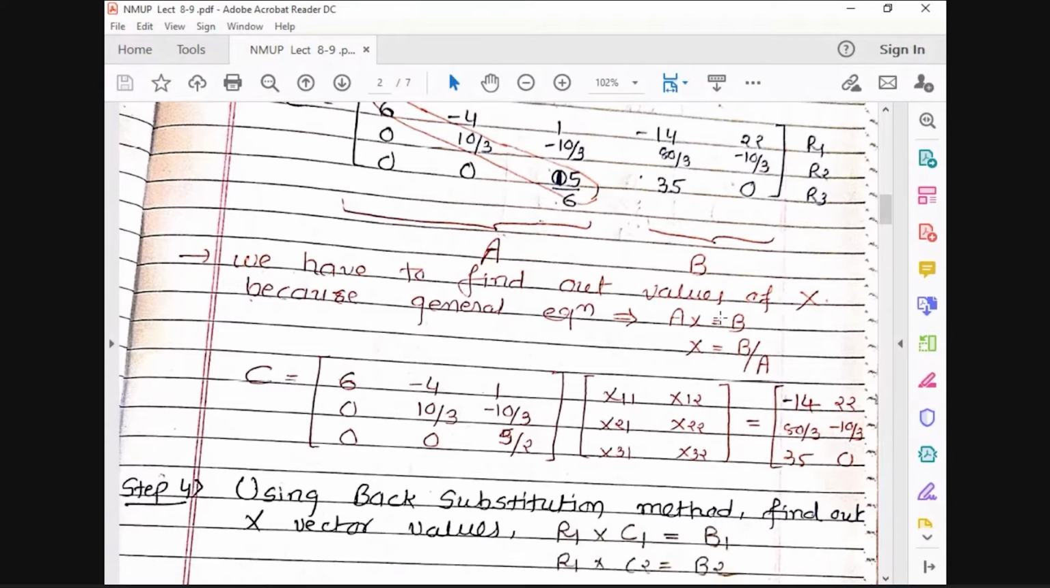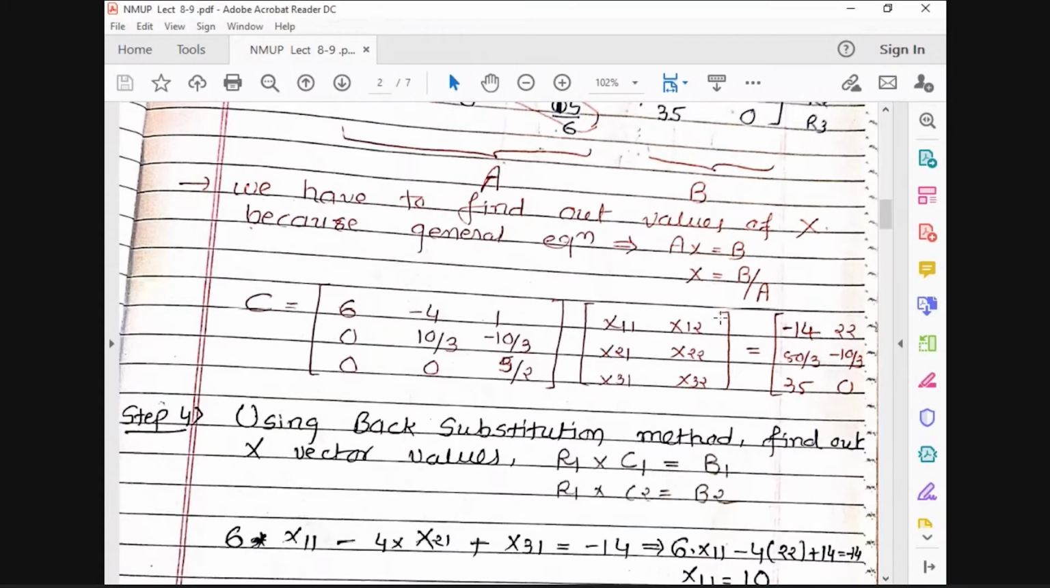If a 3 by 3 matrix is there for B, then I have to write down this 3 by 3. If this one is 4 by 4 for B, then I have to write down this matrix as 4 by 4. Got it? So that's why I have prepared this matrix as 3 by 2: 3 rows and 2 columns. Right? Now what we have to do? We have to do the back substitution.